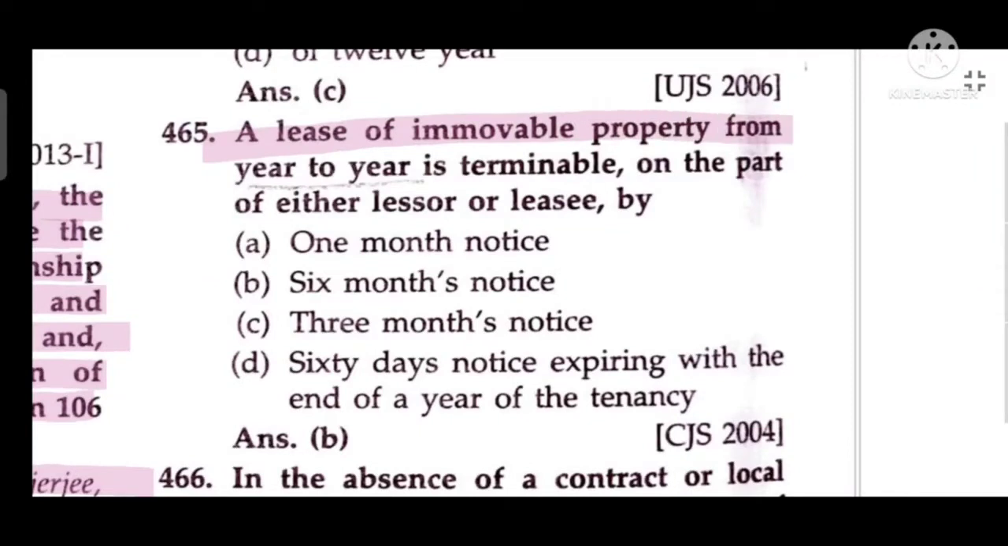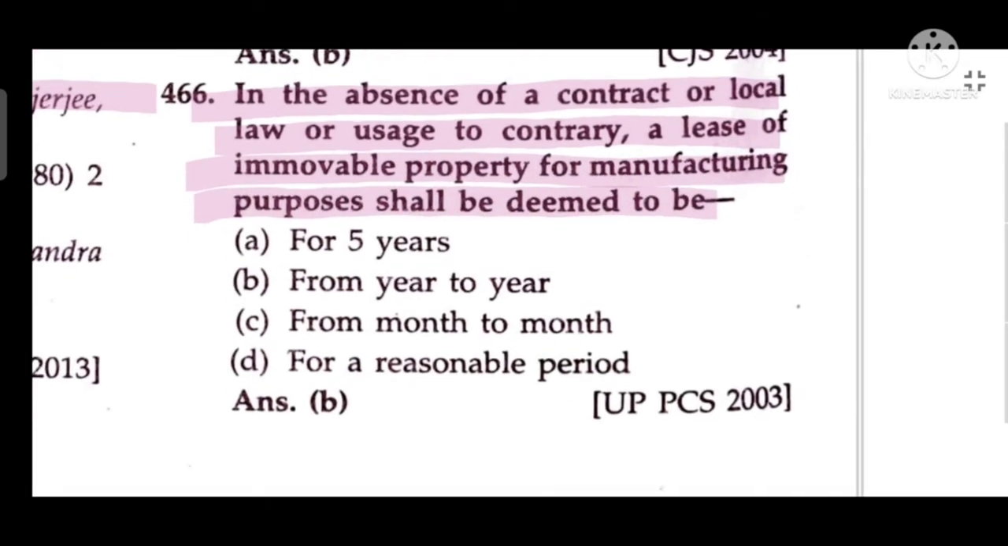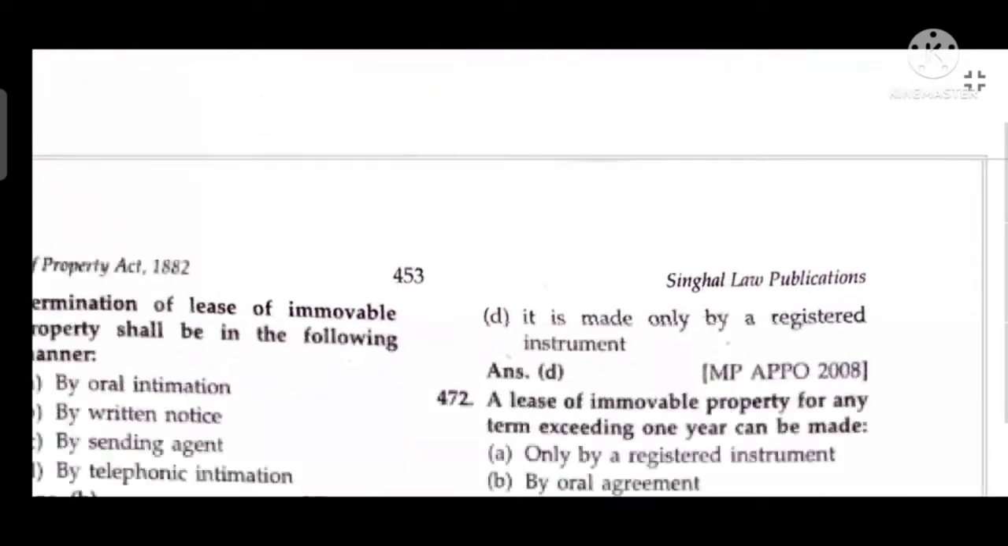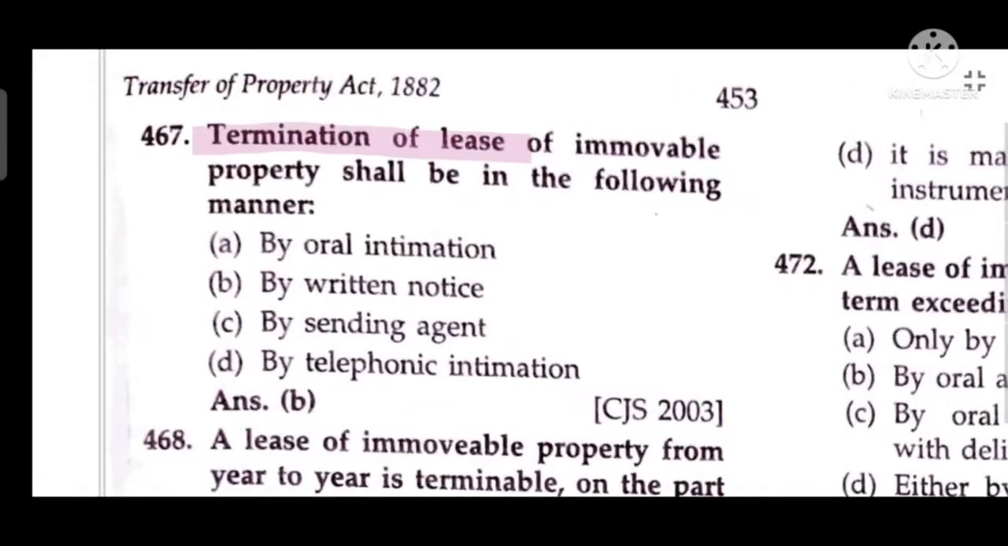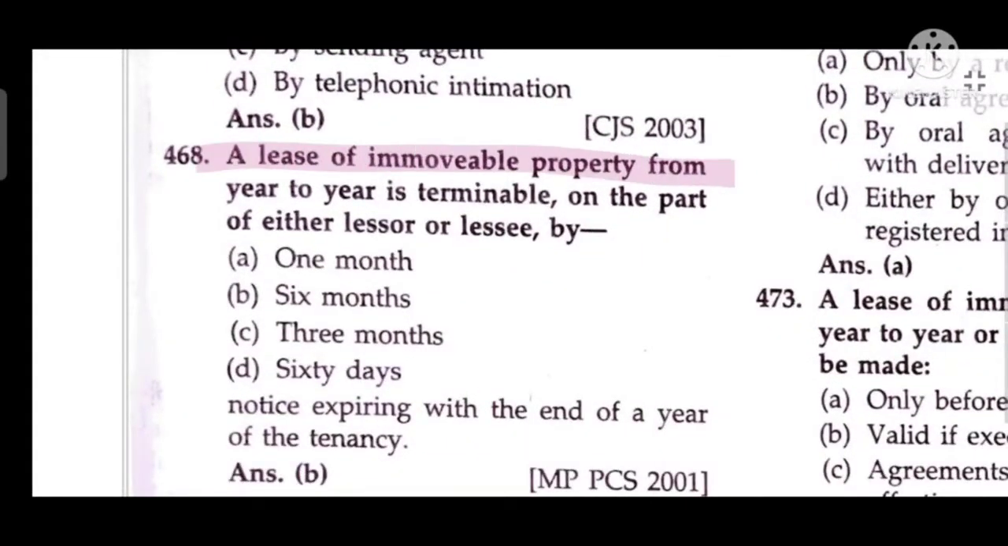A lease of immovable property from year to year is terminable on the part of either the lessor or lessee by 6-month notice. In the absence of contract or local usage, the lease of immovable property for manufacturing purpose shall be deemed to be from year to year. Termination of lease of immovable property shall be in the following manner: by written notice. A lease from year to year is terminable on the part of either lessor or lessee by 6 months.